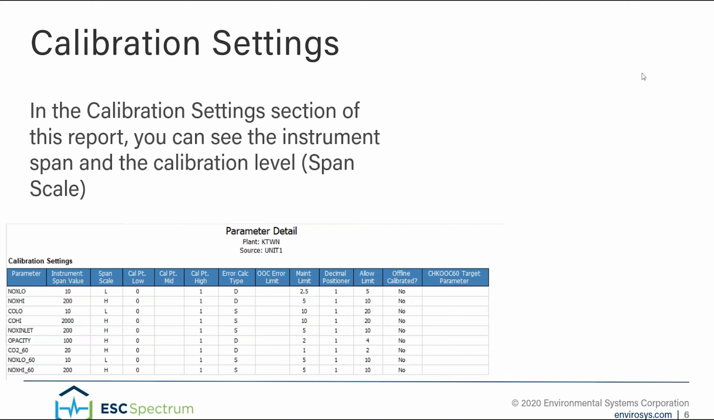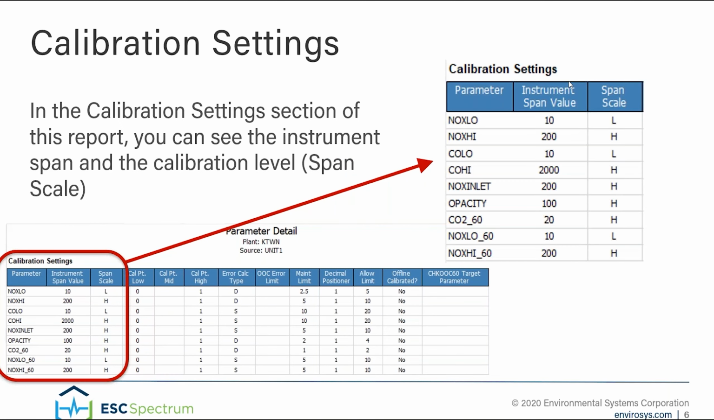In the calibration settings of the parameter detail report, you can see the span and the instrument level. So again, we can use this to determine exactly what value it is that we're going to have for our calibration settings and our cylinders.